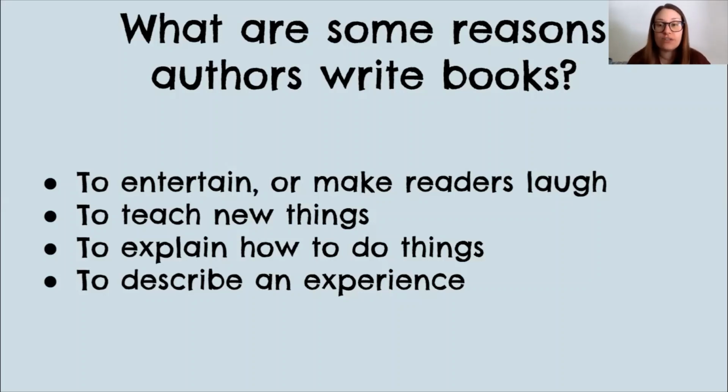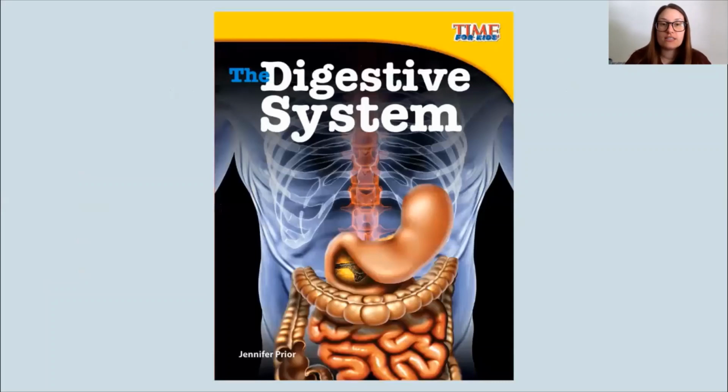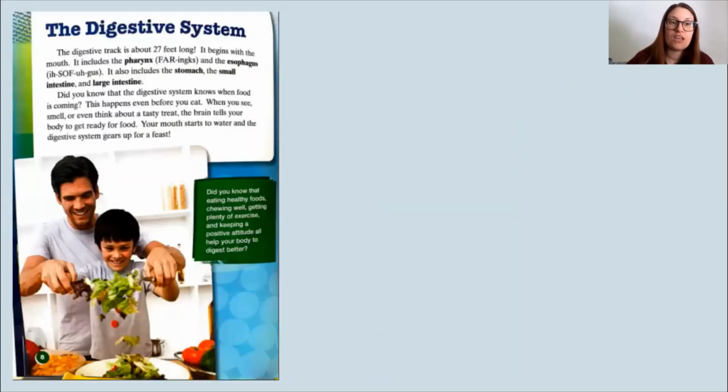There are many different reasons, like I said, for authors to write books, and we are going to explore the purpose of the digestive system today. So what reason did Jennifer Pryor write this text? The way that we're going to do that is we are going to jump into the text and look at some of the pages to try and figure out, what is this text about? What is this telling us?